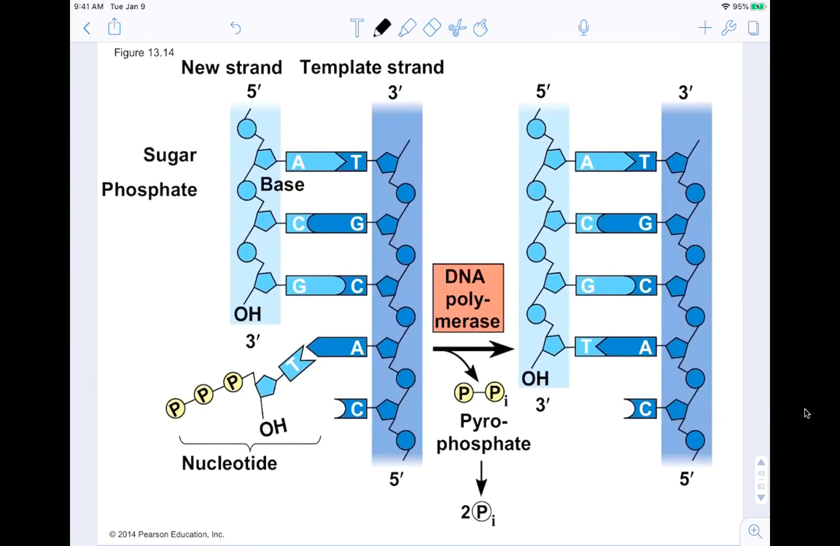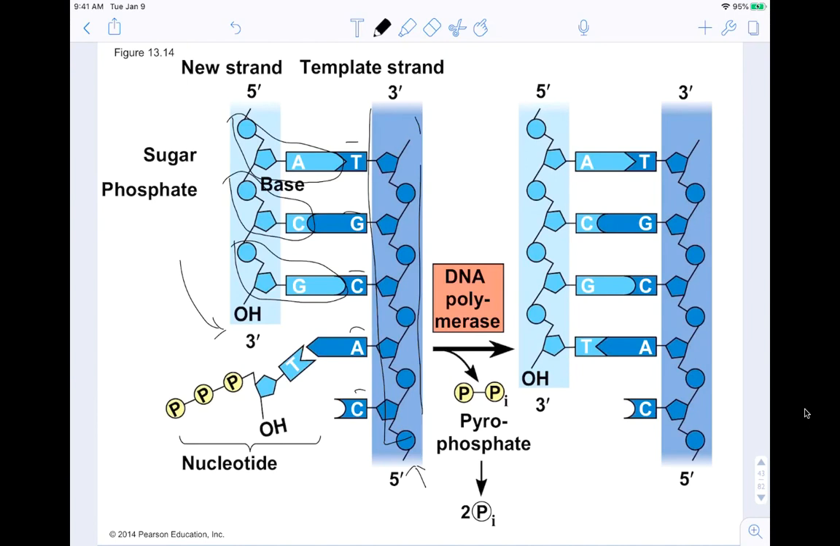So this is kind of what that looks like. We have our template strand here. This is the backbone that I just outlined. And then we have all of our nucleotides, our nitrogenous bases in the middle. Then our new strand: we have a nucleotide that was added here, one that was added here, one that was added here. So we're adding to the 3' end always.